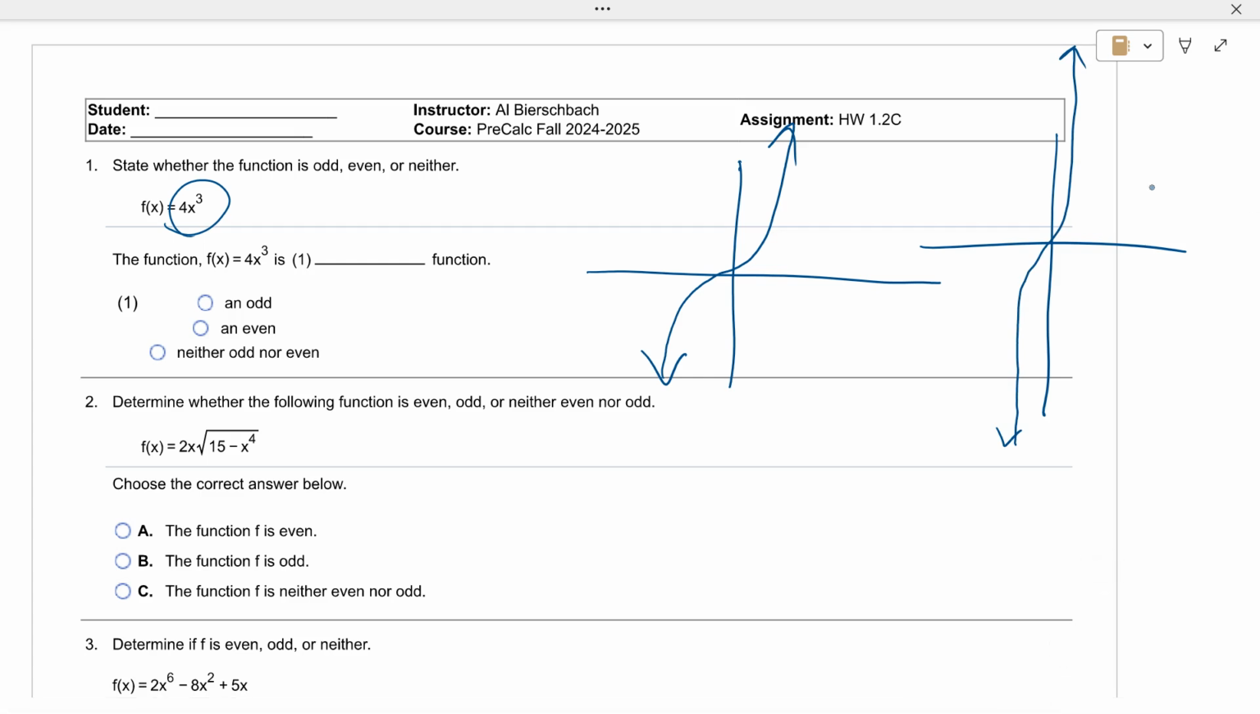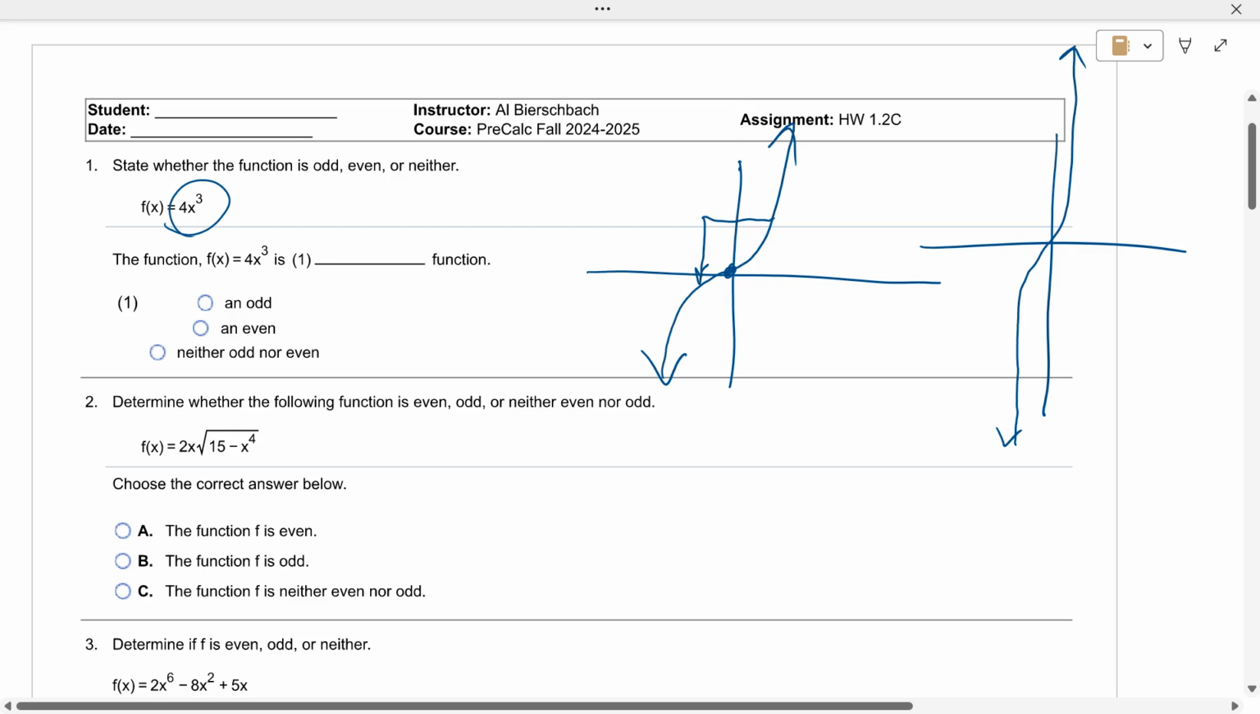Now, from here to get down to here, what do we do? Well, we reflect across the y-axis, and it would look like this, and then we reflect it across the x-axis, and it looks like this. So when we reflect, is it an odd or even function? Odd function. It's an odd function.